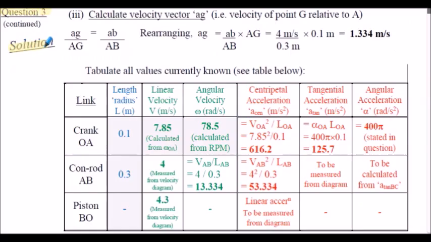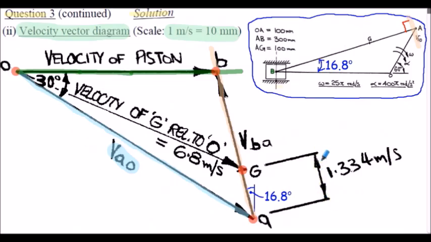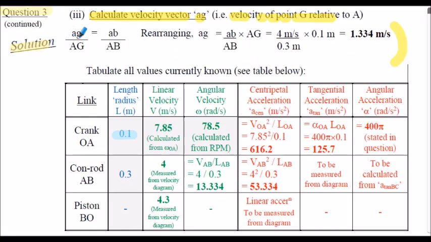So question 3, solution continued. I've actually shown the calculation here for the velocity vector AG. That's the velocity of point G relative to point A. We can quite easily measure it from the velocity vector diagram. That's this length here. Using the formula here, this is the velocity AG divided by the length AG, and that's equal to the velocity AB divided by the length of link AB. Rearranging for velocity AG, that's velocity AB divided by length of link AB multiplied by distance AG. Inserting the values, the velocity vector AG is 1 1/3 metres per second. But that calculation is purely for reference only.